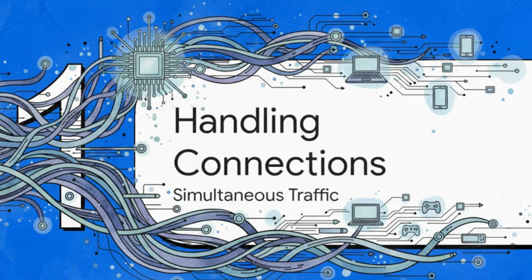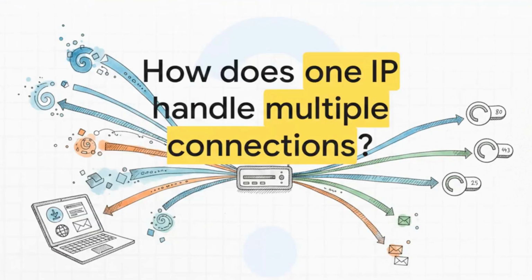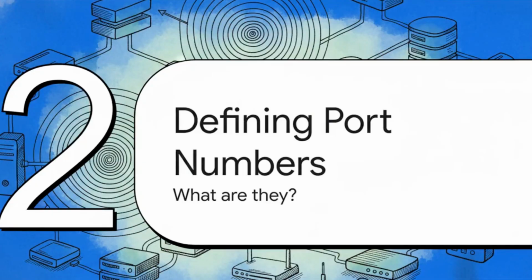Section 1. Handling simultaneous network connections. So here's the big question. How exactly does one IP address handle multiple simultaneous connections without total packet confusion? I mean, your device has a single IP address, right? That's its unique identifier on the local or wide area network. Yet, you're probably downloading files, querying DNS, and fetching web pages all at the exact same time. All of this data rushes toward a single IP. The fundamental problem we're looking at here is how to logically route that incoming stream of ones and zeros to the exact correct application.